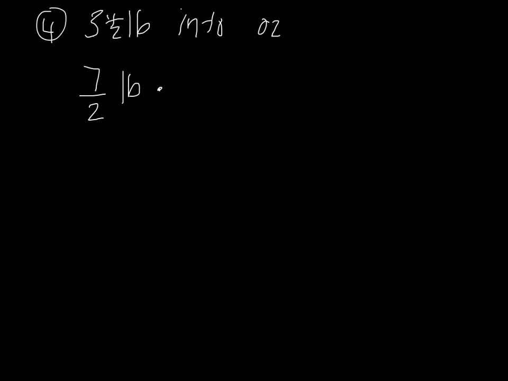4, sorry. I'm getting ahead of myself. 4. 3 1/2 pounds into ounces. Okay, so again, I'm going to make this an improper fraction. 3 times 2 is 6, plus 1 more is 7/2 pounds, times, okay, so now I want ounces on the top because I need that pounds to cross off, pounds on the bottom. Okay, so again, I already know that there are 16 ounces in 1 pound.